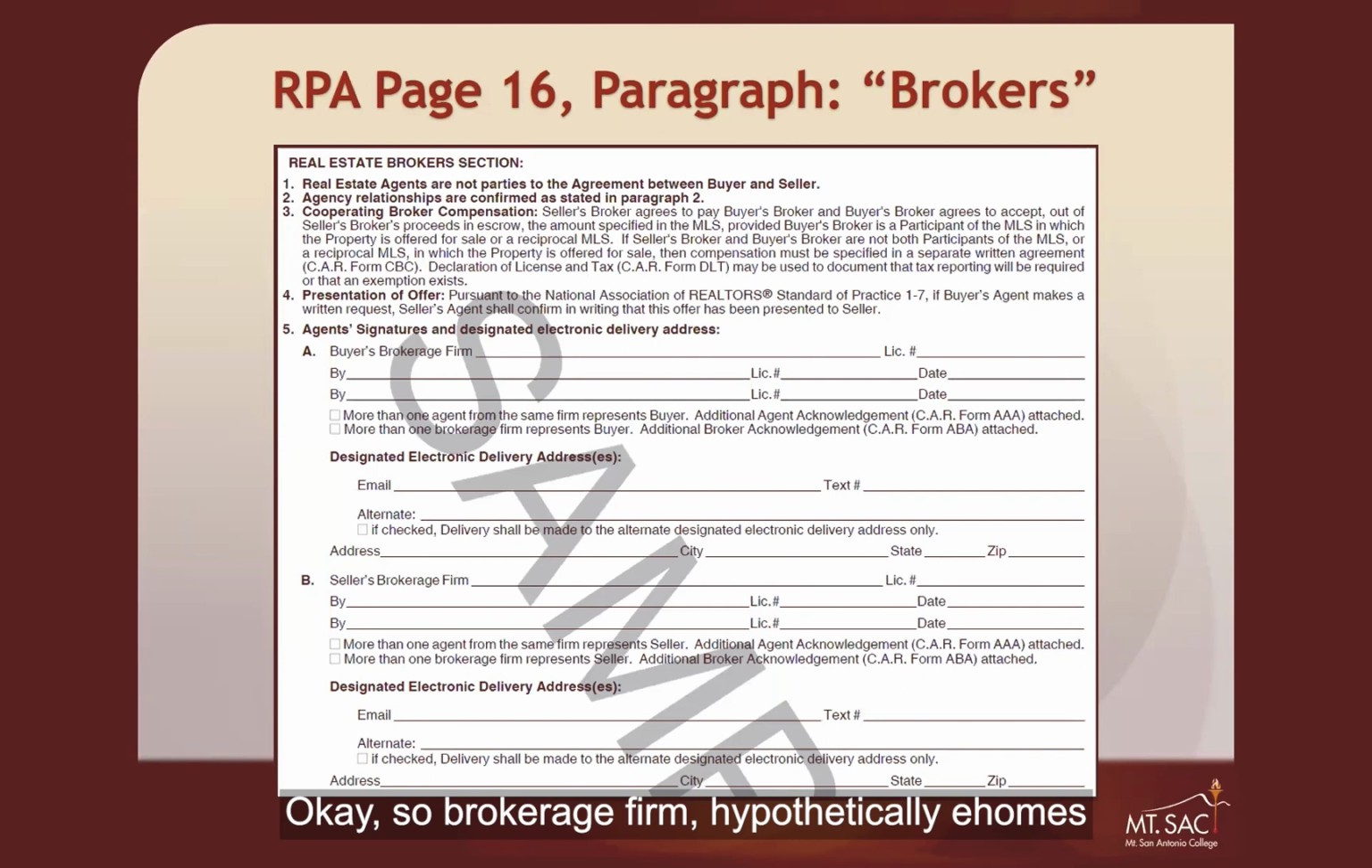Okay, so brokerage firm, say hypothetically eHomes, buy, put your signature, license number, date. Then underneath that, your email. And if you want, your text number. I don't like using text. I would much rather you have an app on your phone to read your email. Texts are hard to save, and your broker is required to save copies of all substantive communications and forms for 3 years. So it's really easy to do with emails, not so easy to do with texts, right?